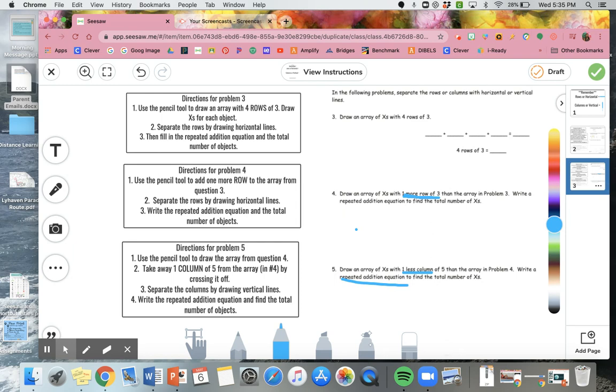If you would like to challenge yourself and write a multiplication equation, I say go for it. Okay, my friends, good luck.